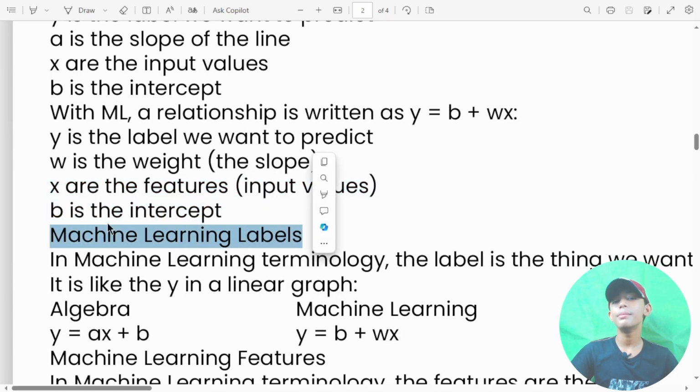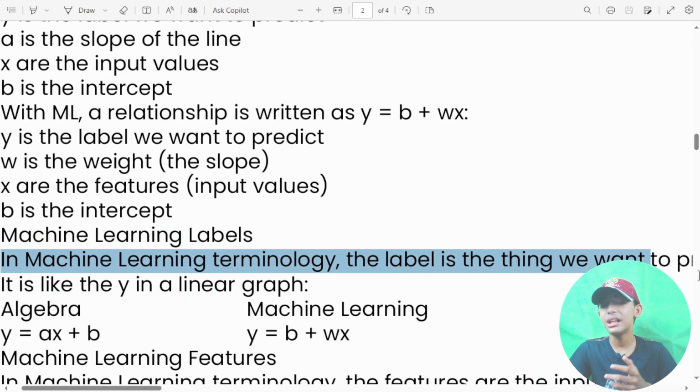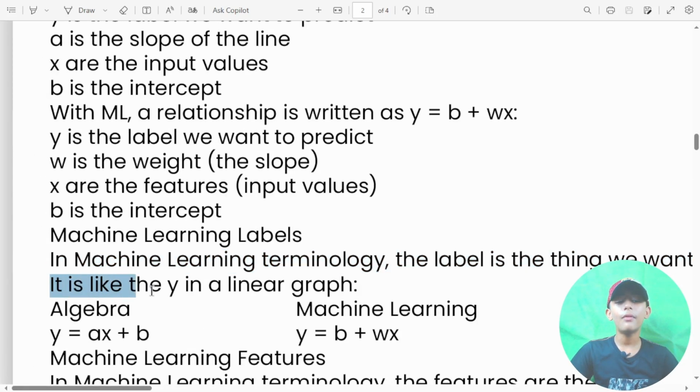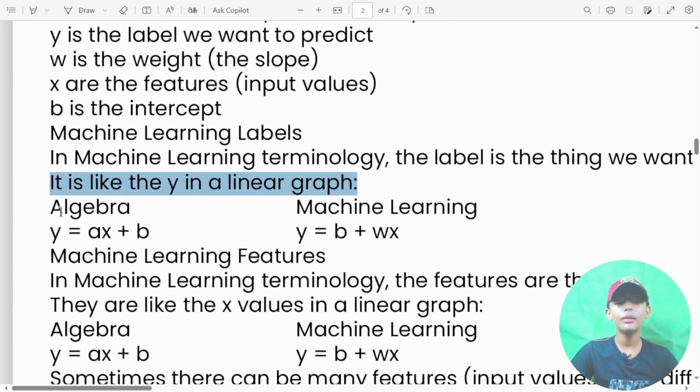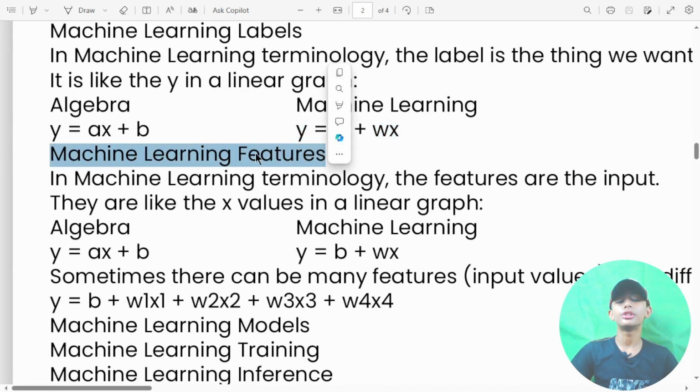Machine learning labels. In machine learning terminology, the label is the thing we want to predict. It is like the y in a linear graph. In algebra it is y = ax + b, and in machine learning y = b + wx.